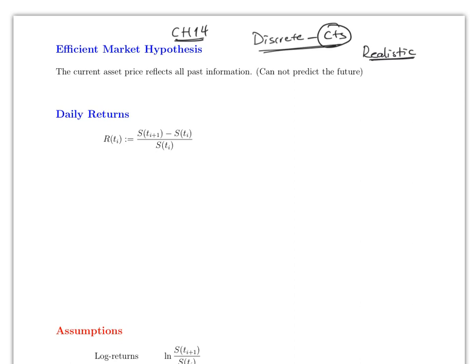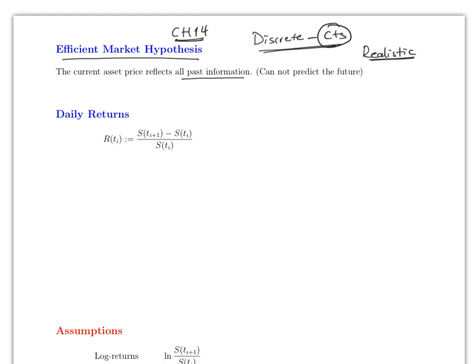So the main topic in chapter 14 is the following. There's something called the efficient market hypothesis. All that means is that the current asset price reflects all past information, which means the price right now depends on the past only. Knowing the past can only help you to get information today, but it cannot help you to get the information tomorrow. In other words, you cannot predict the future, which we talked about many times.